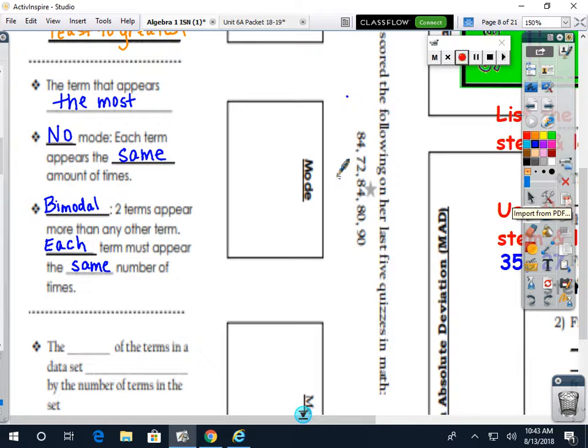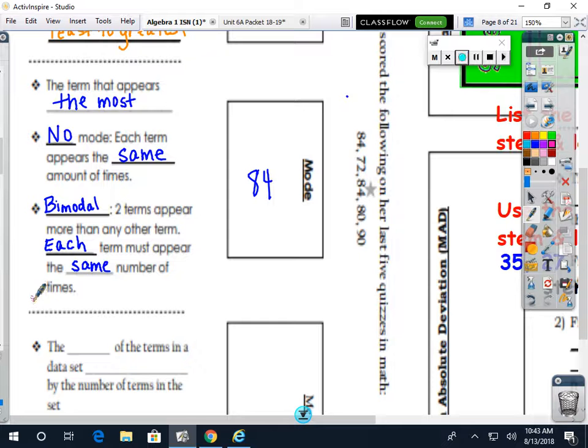For the data set that they gave us in the center, what is the mode? Which number occurs the most? Correct. You have an 84 over here and an 84 over there, and the other 3 numbers only appear once, so 84 is the mode. Now I'm going to do another example, but you don't have to write it down. I just want you paying attention, okay?